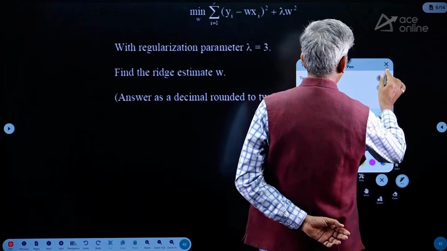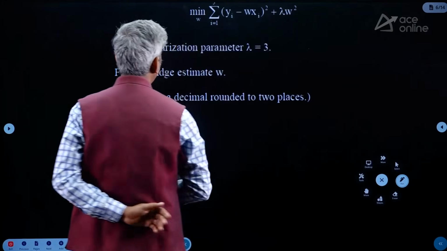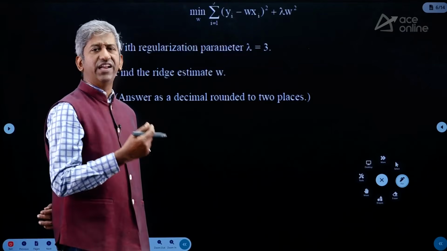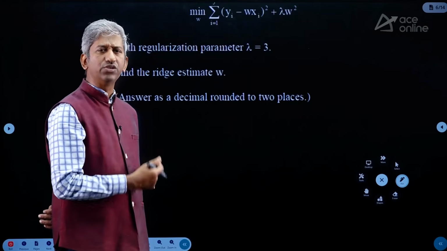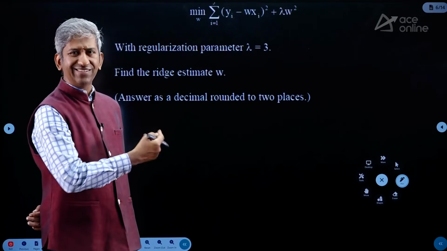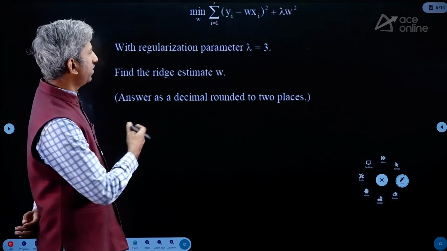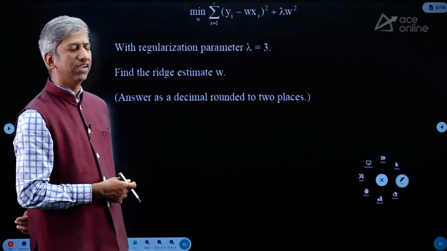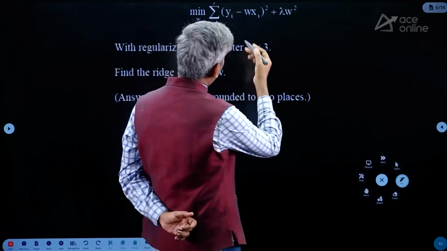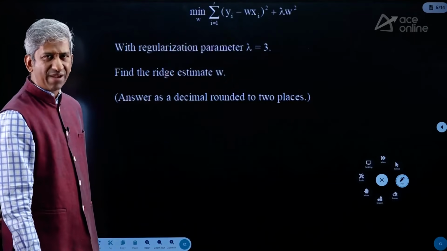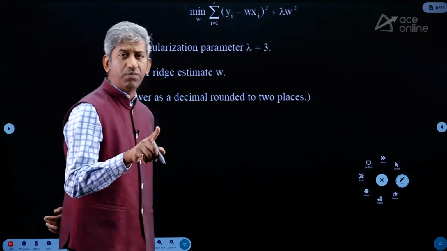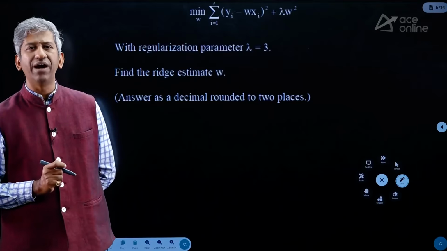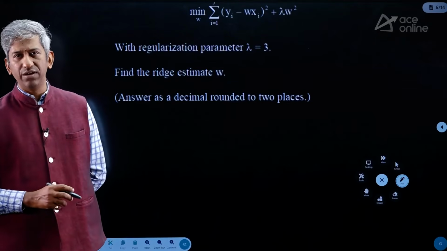Here, in the problem statement, a data set with 3 data examples is given to us, a single feature x and its corresponding y, and the regularization parameter lambda is also given to us. Lambda is equal to 3. And an important point about the model is that the model does not have any bias. Bias b is equal to 0.